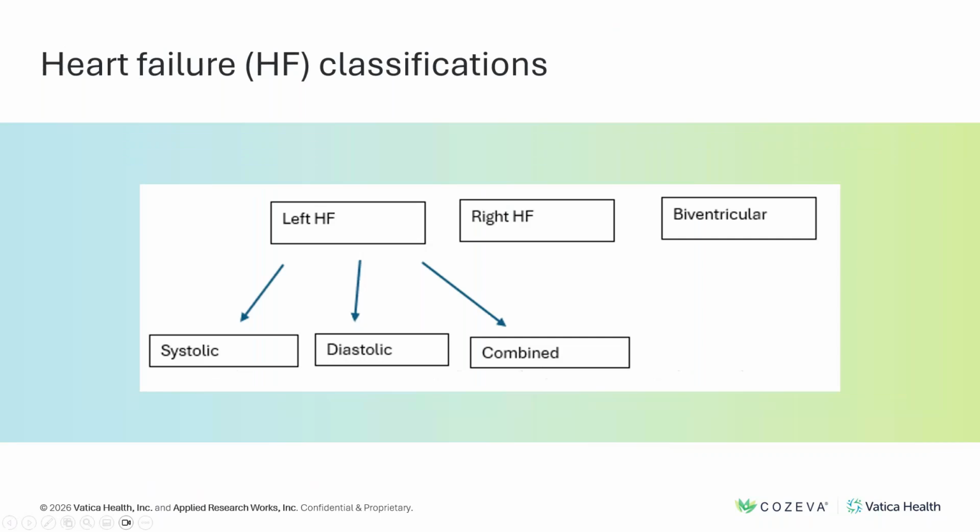So next, let's talk about the classifications of heart failure. And this is an area where coding hasn't quite caught up with the clinical world. Just very broadly, heart failure can involve the left ventricle, the right ventricle, or both. And from a coding perspective, left heart failure is still classified as systolic, diastolic, or combined, even though clinically we now focus much more on ejection fraction than systolic versus diastolic dysfunction. The terminology is outdated, but we still discuss it because ICD-10 coding continues to rely on it.